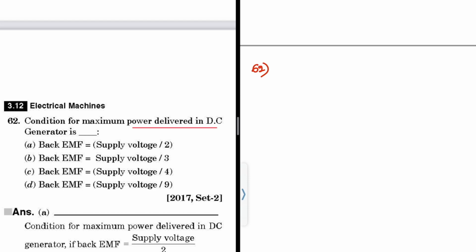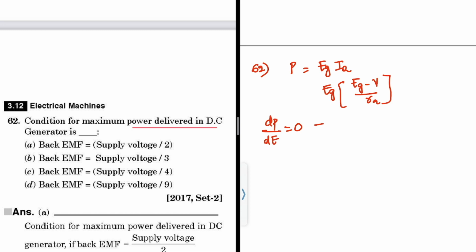Coming to question number 62, the maximum power delivered in the DC generator. Power equal to E into Ia, which you can write as E minus V by Ra. In order to get maximum power, we do differentiation equal to 0. So 2E by Ra minus V by Ra equal to 0, so E is equal to V by 2. As V is supply voltage, answer will be E.